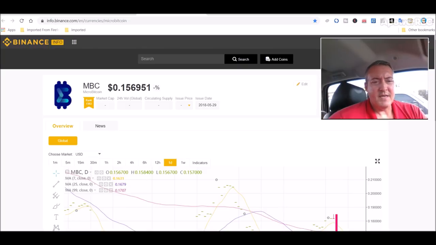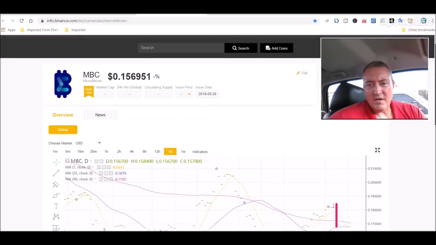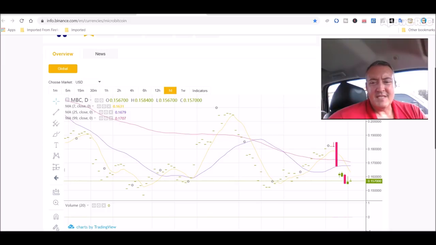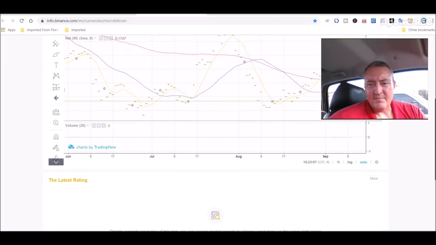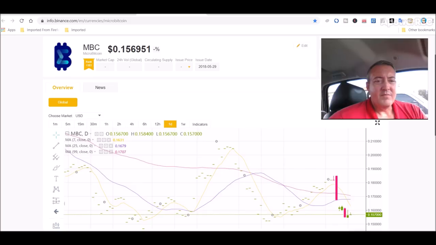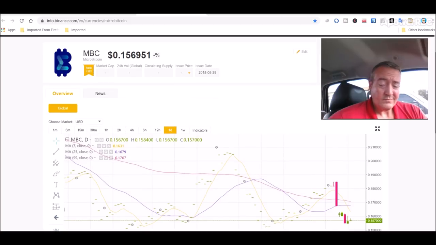Info.binance.com, currencies, micro Bitcoin. As you can see right here, they have it listed at 15 and a half cents, although it's not on any exchanges that I know of. It might be on MCT, my crypto trade. People might be trading it there. But as far as exchanges, I haven't heard anything, so I have no idea where they're getting this price from. Maybe if you guys know, you could put that down below.